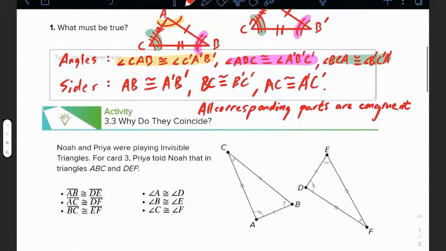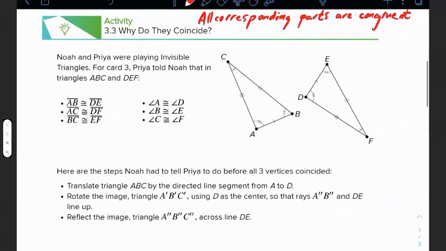All right, so activity 3.3, why do they coincide? So we have these two kids. They're playing with invisible triangles. That means they don't see the triangles. But in this situation, for card 3, one kid tells the other that in triangle ABC and DEF, they give us a list here. Let me go ahead and start highlighting. The kid says segment AB is congruent to DE.